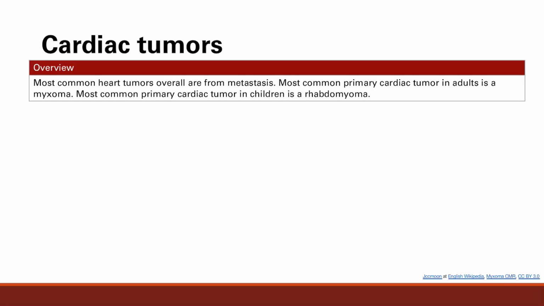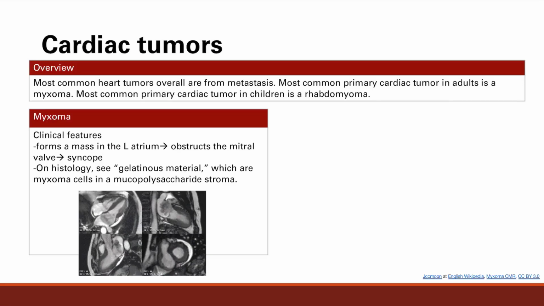So cardiac tumors, the most common heart tumor that you're going to see, the source is from metastasis, for example, from breast cancer. However, there are primary cardiac tumors, so that is tumors arising from heart cells. And in adults, the most common one is a myxoma. And in children, the most common primary cause is a rhabdomyoma. So let's talk about myxomas real quick.